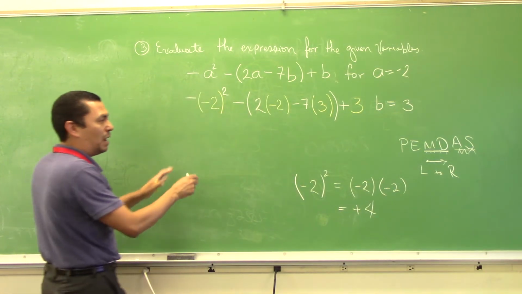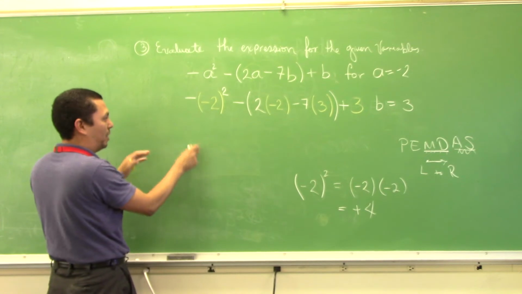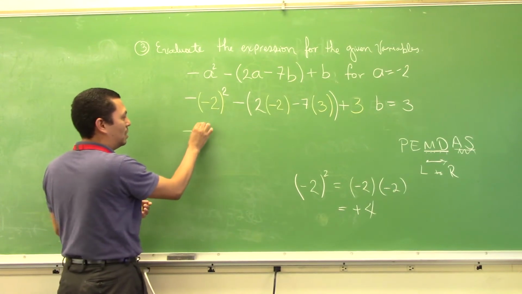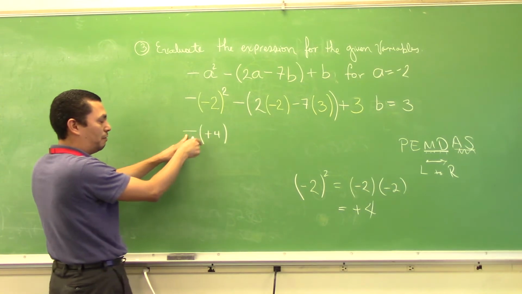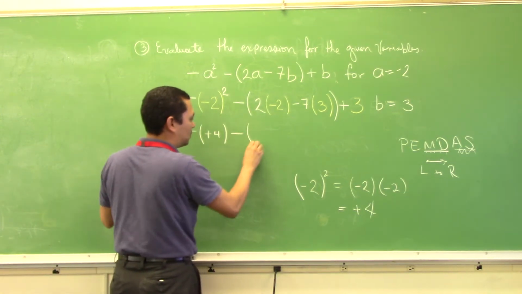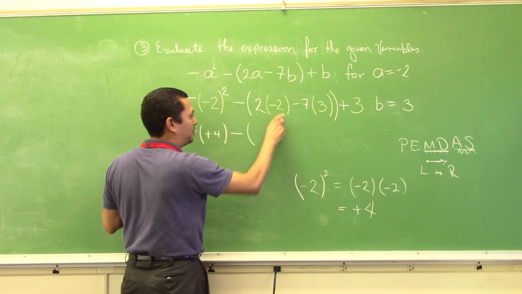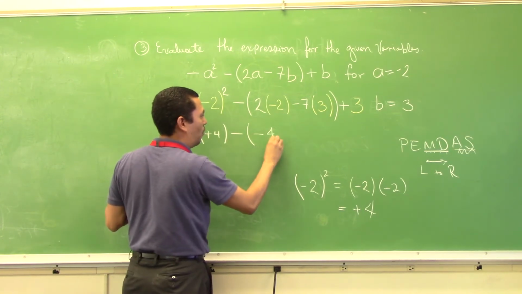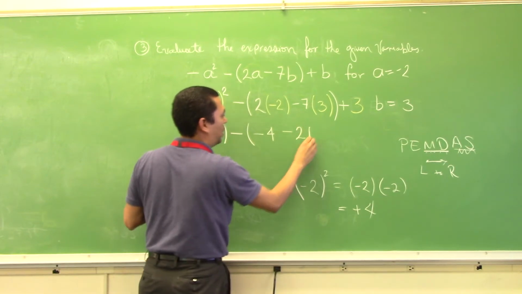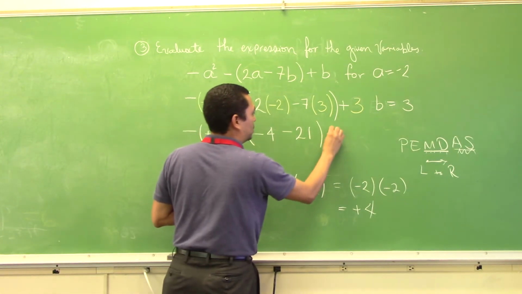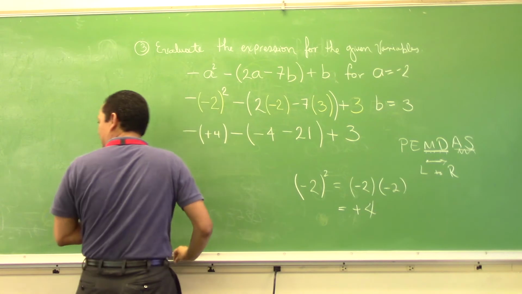I'm going to put that value in parentheses. So I'm going to write another parenthesis here. So minus positive 4, because I need to practice the multiplication of signs. Minus 2 times negative 2 is negative 4. Negative 7 times 3 is negative 21. Plus 3.